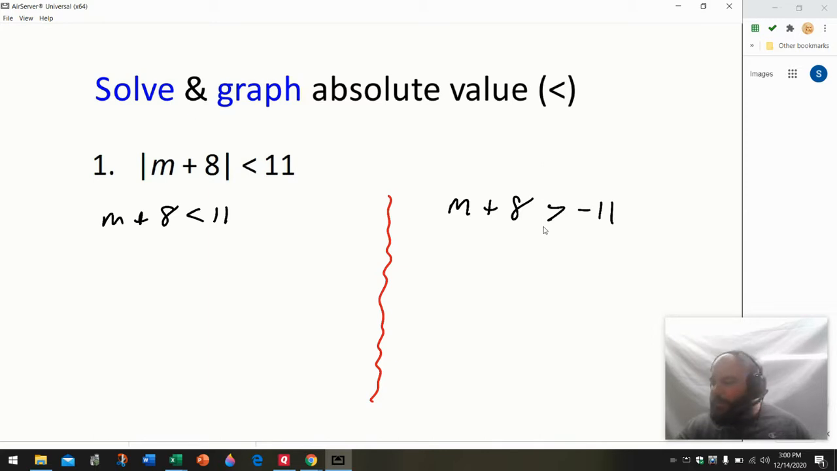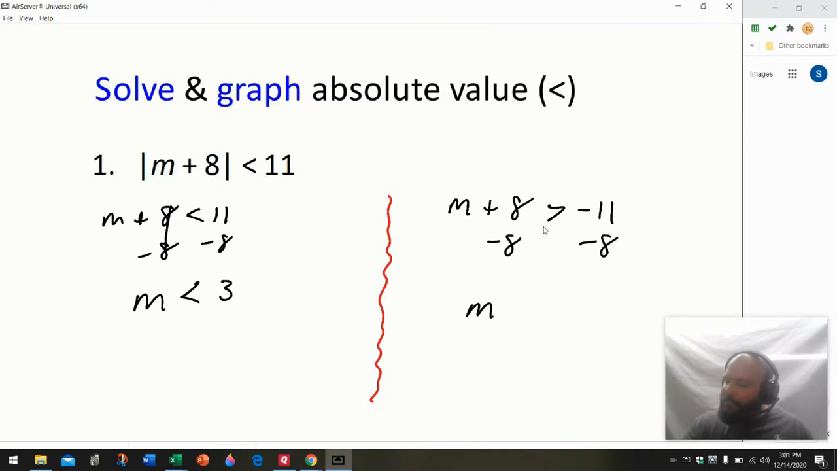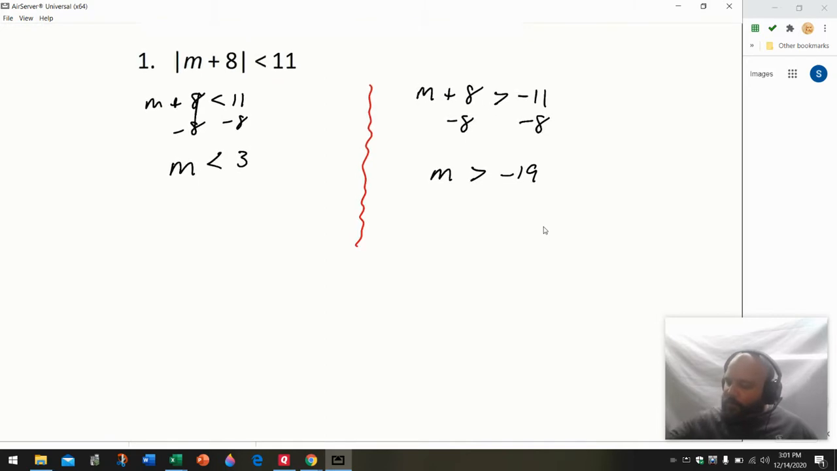And now from here, these are just a matter of solving them. They're pretty straightforward. You're going to subtract 8 from both sides. So you'll have m is less than 3. And over here, you're going to subtract 8 from both sides. But in this case, you're going to have m is greater than negative 19. Okay, now we need to determine what is going to happen here. These turn into an and. These are going to turn into one equation, or I should say inequality.